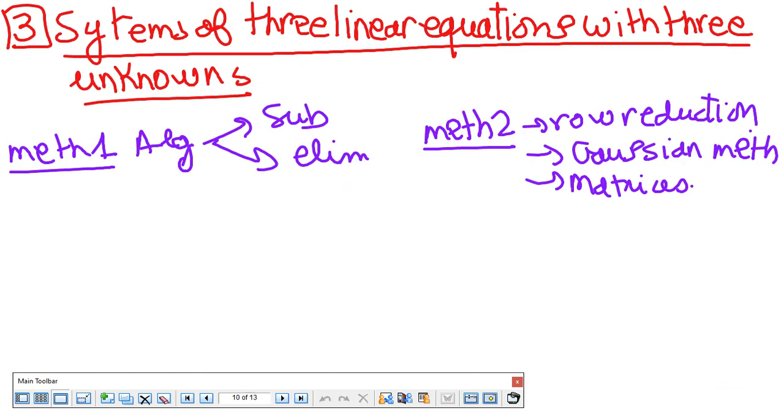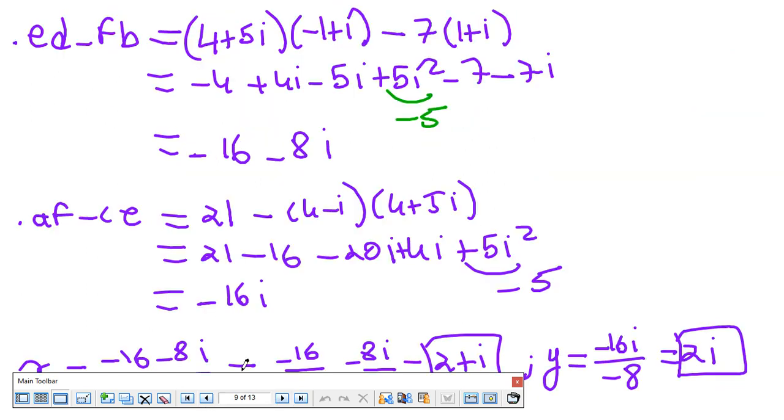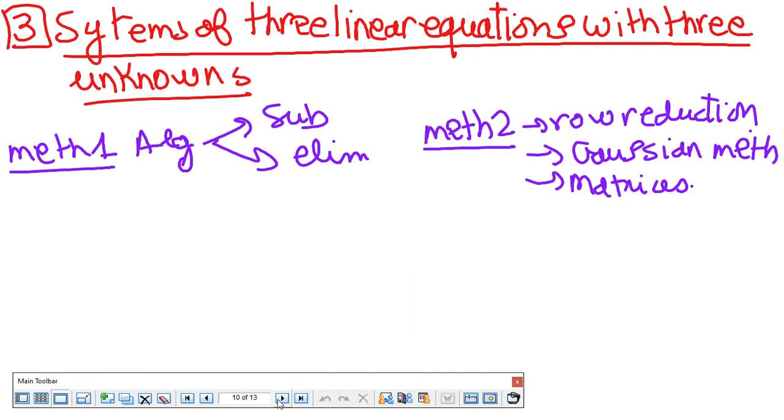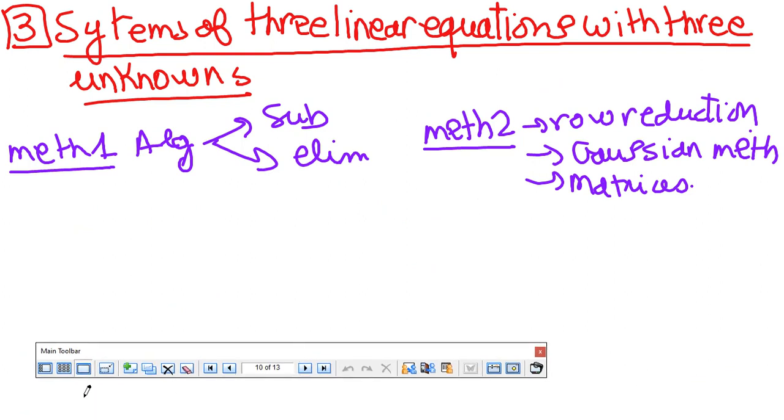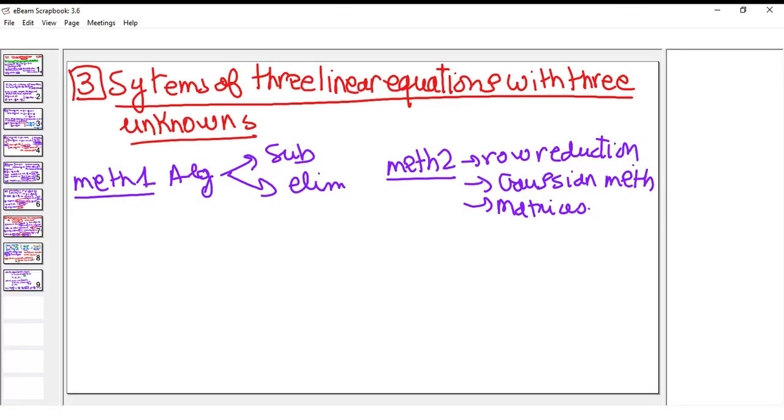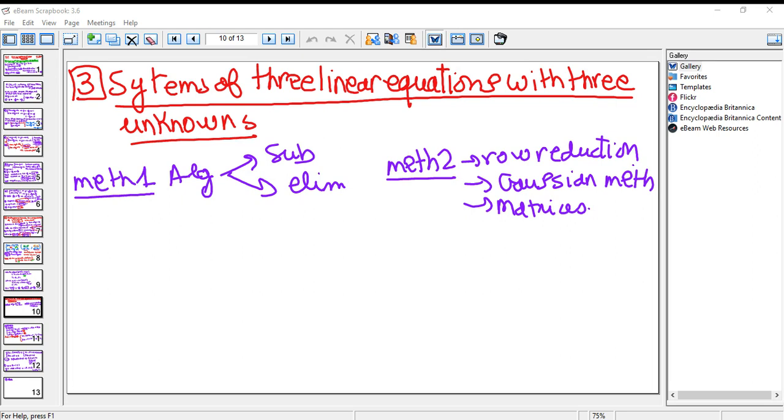Now we're going to move after this part to how do we solve a system of 3 linear equations with 3 unknowns. Since I still have time, let me just check the time. Yeah, since I still have time, I will start a little bit to talk about it.